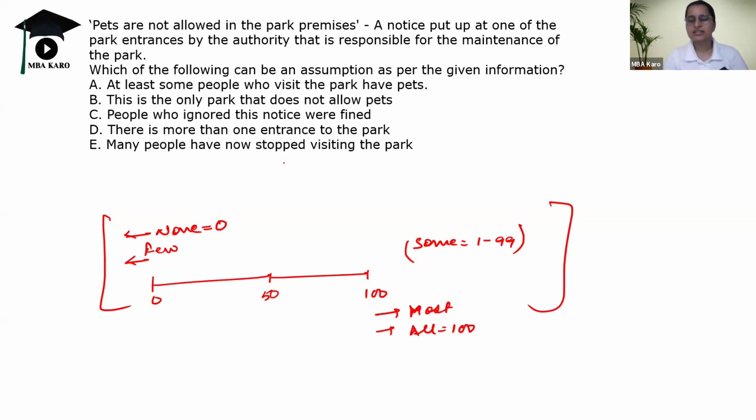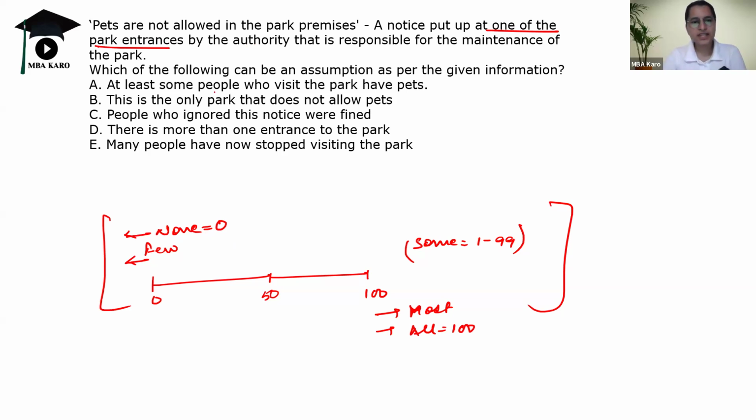Understood? Now, in this case, the statement is: pets are not allowed in the park premises. It is a notice put up at one of the park entrances by the authority responsible for the maintenance of the park. Now we have to see which of the following assumptions can be there as per the given information. We have to see for only one assumption. Earlier we were looking at multiple assumptions. Now we have to mark the correct one only.